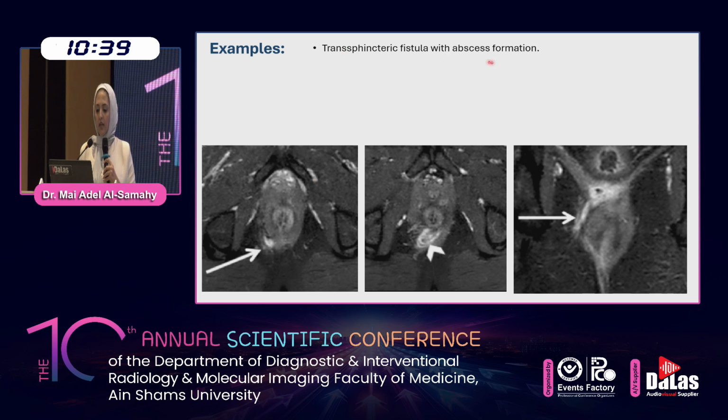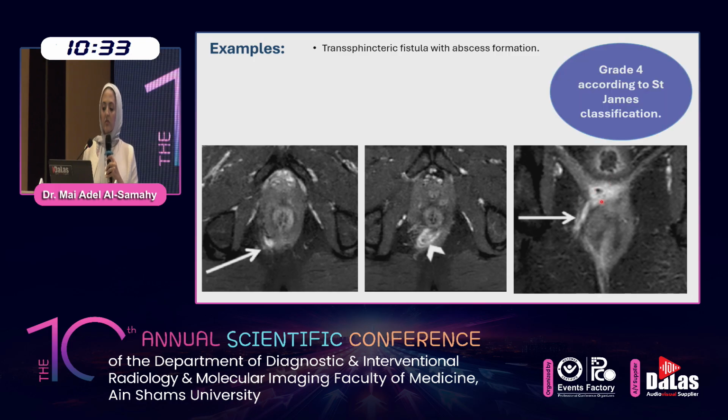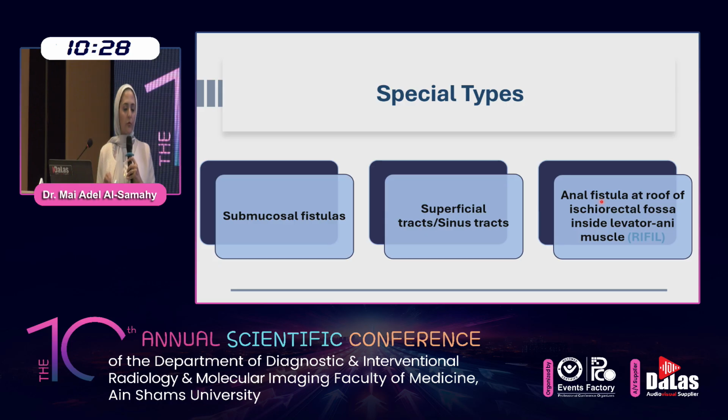This is our last example here. It's a transsphincteric fistula with an abscess formation. It pierces both sphincters as we see here, and it's complicated with an abscess. So this is grade 4 according to St. James classification. We're done with the quick recap.